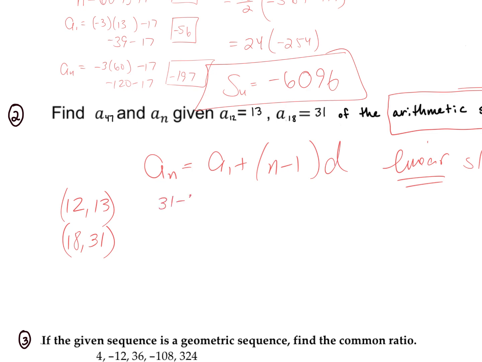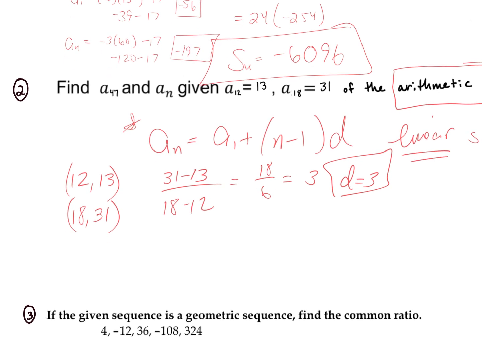So 31 minus 13 over 18 minus 12. What's 31 minus 13? 18, divided by 6 is 3. So your common difference is positive 3. Now we use this formula to find our first term. We can use either piece of information that they gave us. We can use the 12th term, or you can use the 18th term. It does not matter. I'm going to use the 12th term just because it's closer to 1.